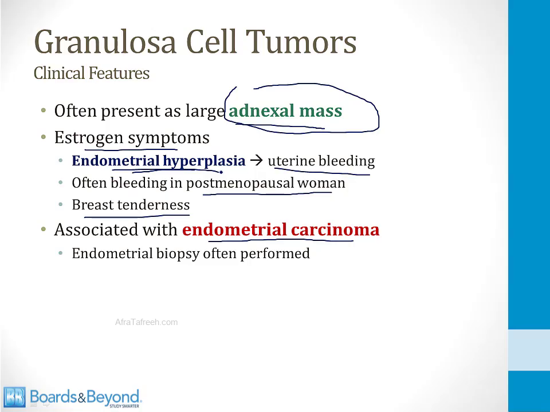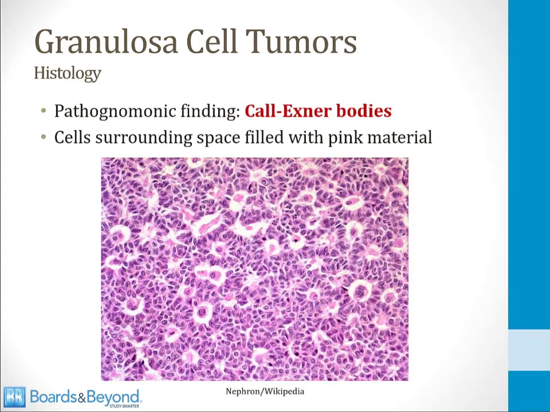And when one of these tumors is diagnosed, an endometrial biopsy is often performed to exclude the fact that the granulosa cell tumor may have caused an endometrial cancer. Under the microscope, there is a pathognomonic finding in granulosa cell tumors. It's the presence of what's known as Call-Exner bodies.